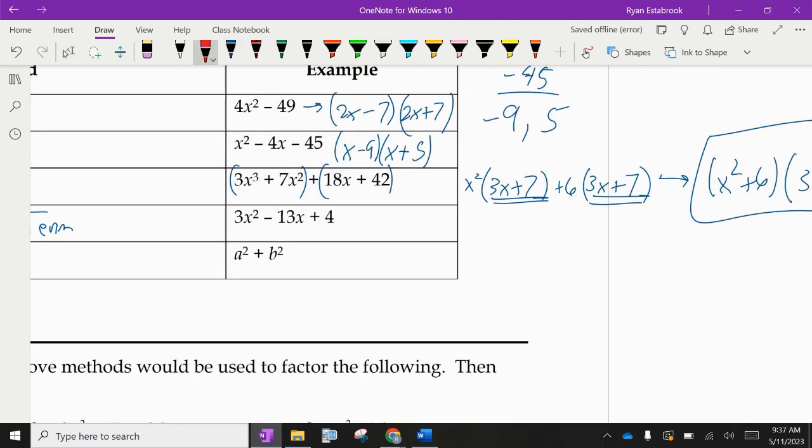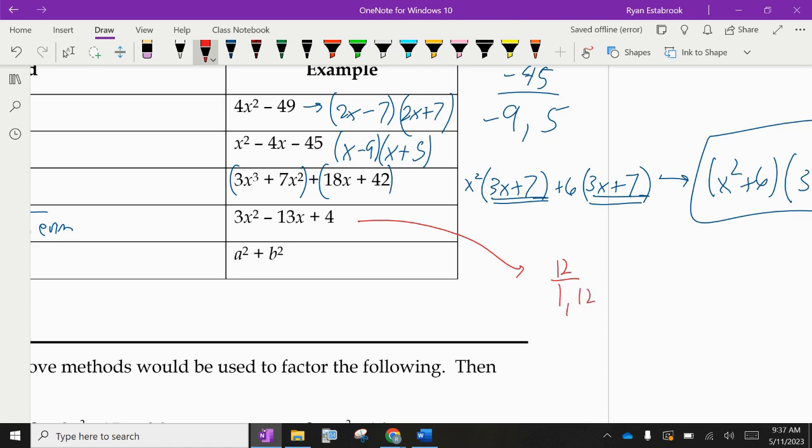So what does this one look like? We're not trying to multiply to 4 this time. I know 4 is the last number. If it was just a 1x squared up front, that's what we would try. But in this case, because there's a leading coefficient, you're going to take 3 times 4, which is 12. And can you think of two numbers that multiply to 12 and add to 13?